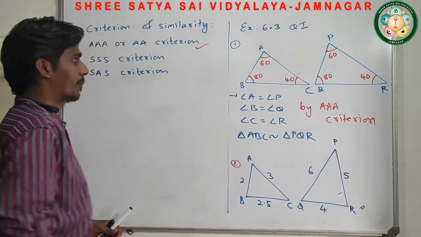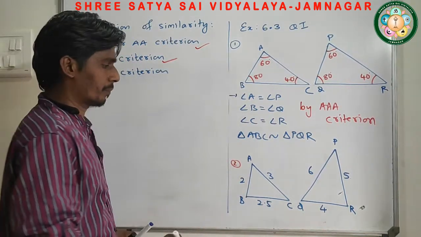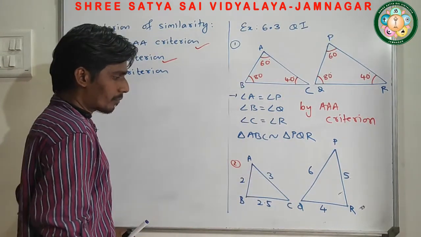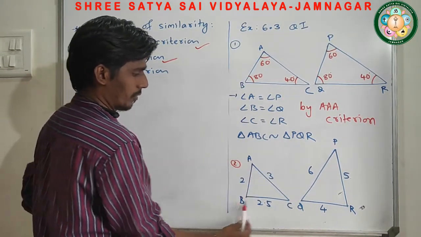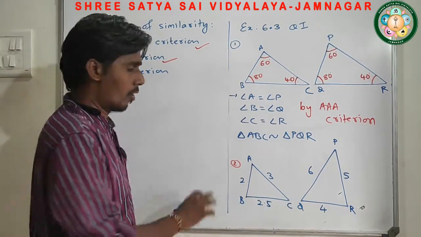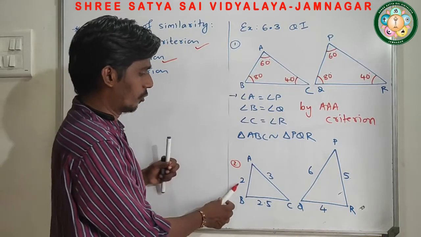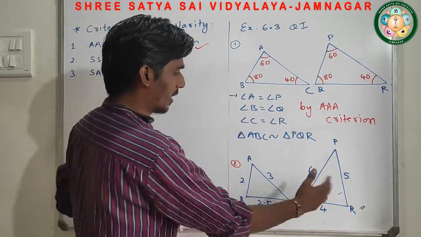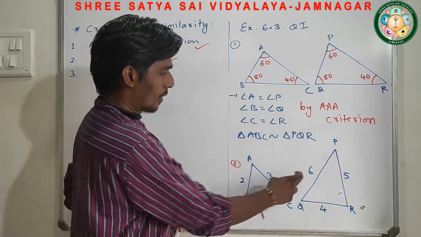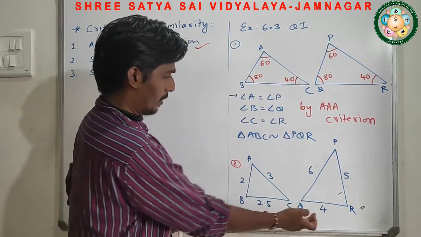Let's move to the second example, in which we are going to use the side criteria. Now look at this figure. AB is 2, PC is 2.5, NEC is 3. Here the angles are not given. All the three sides are given for both the triangles. Now look at the sides which are related to each other. Here it is 2, but here 6, here 3, here 6, 2.5, here 5, this is 4.